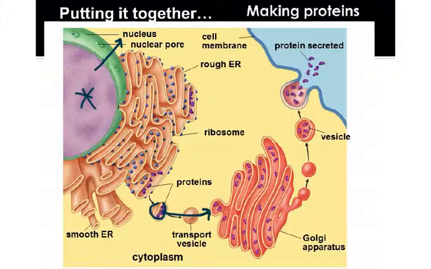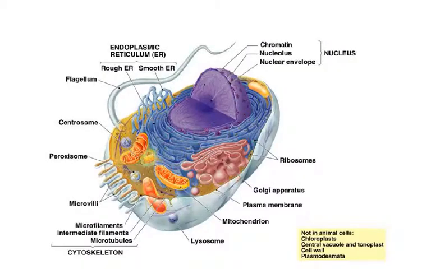The Golgi will finish it up and tag it, adding any tags that tell the protein where to go, and then the Golgi will pinch around it, carry the proteins via a vesicle, and it will fuse with the plasma membrane and release its contents out of the cell.